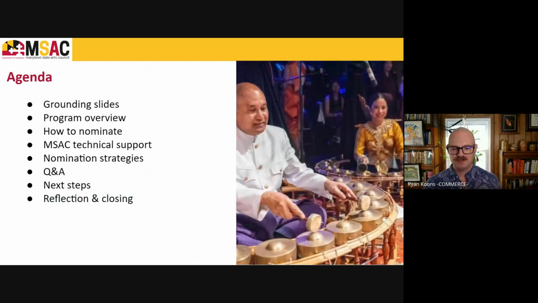This is a roadmap of today's webinar and where we're going to be going. We, of course, already have had the grounding slides. I will then provide you with an overview of the Heritage Award program, discuss how to make a nomination, provide information on the technical support that we make available, discuss nomination strategies that we recommend folks consider. And of course, there will be time for question and answer at the end.